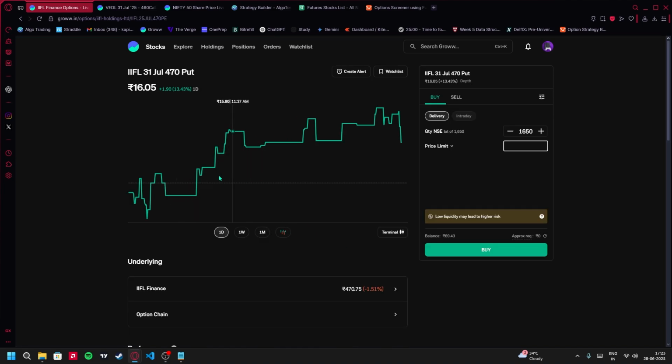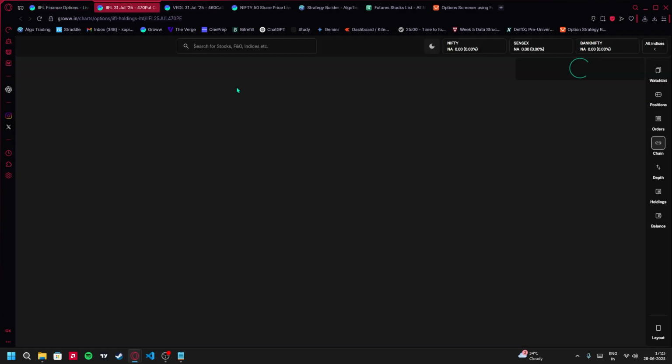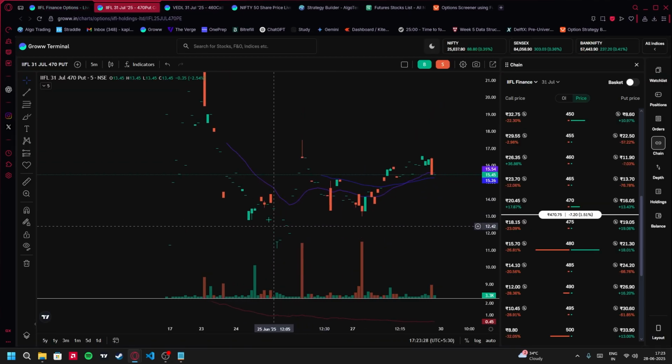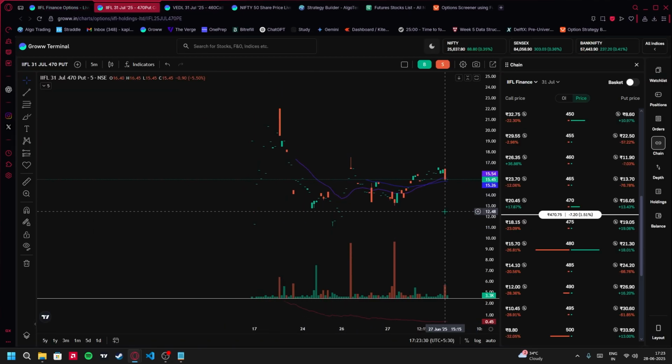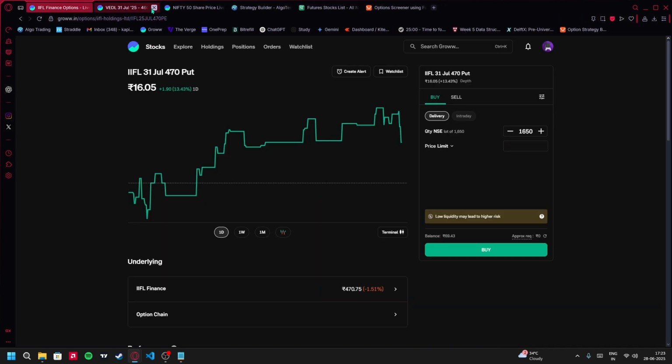And this is another example. If the chart looks like this, just ignore it, don't even think about a stock like this. So now that I have shown you examples of stocks that you should trade and should not trade, let's move to the second criteria, about entry and exit.